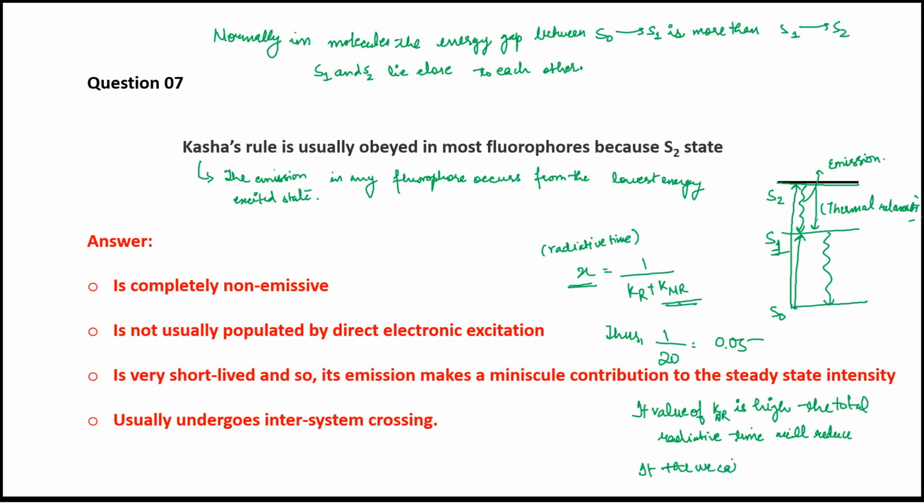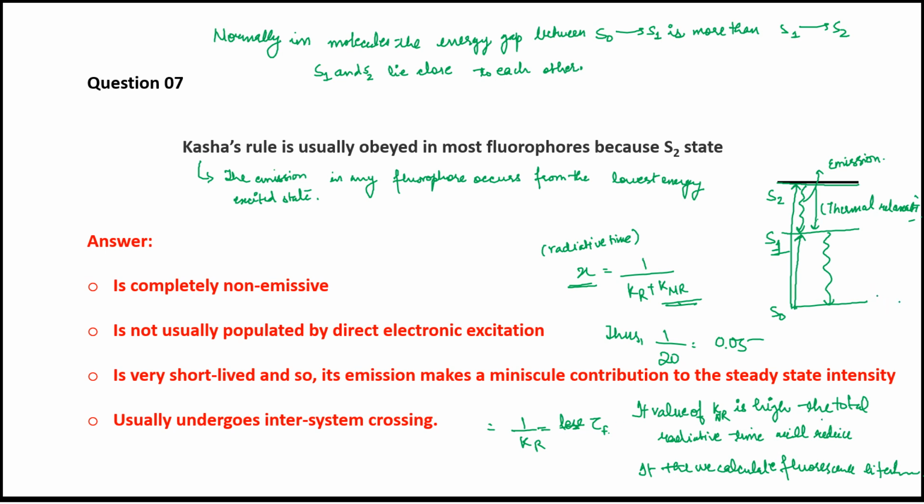Now, if we calculate the fluorescence lifetime, it is 1 upon kr, and because of this 1 upon kr, the more the value of kr, the less is the tau of fluorescence, the lifetime of fluorescence. So here comes the answer to our question.